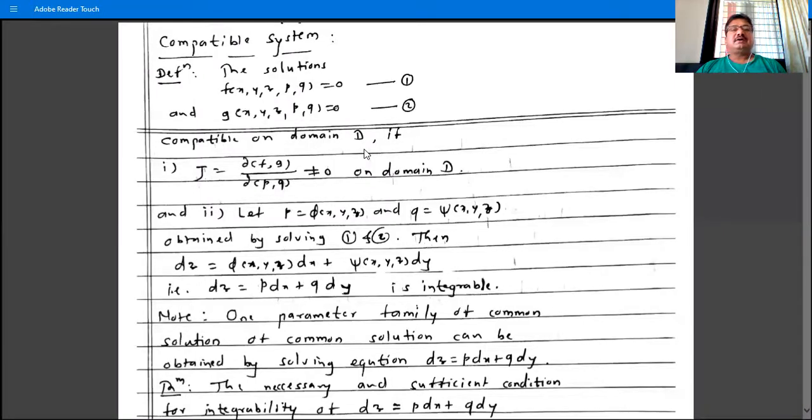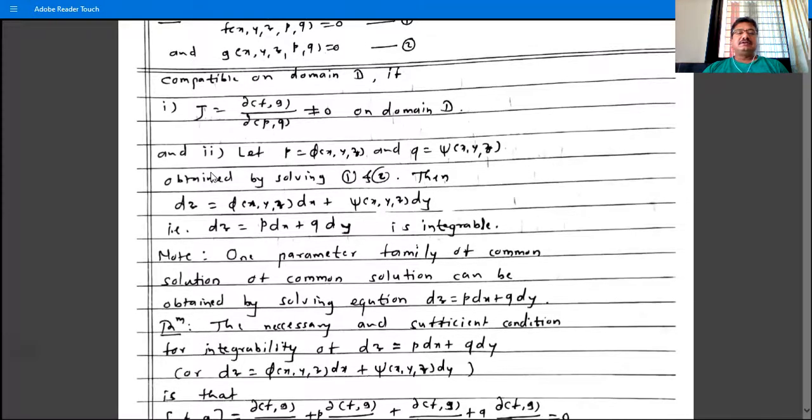Next topic is compatible system. The solutions f(x, y, z, p, q) = 0 (number 1) and g(x, y, z, p, q) = 0 (number 2) are compatible on domain D if these two conditions are satisfied.